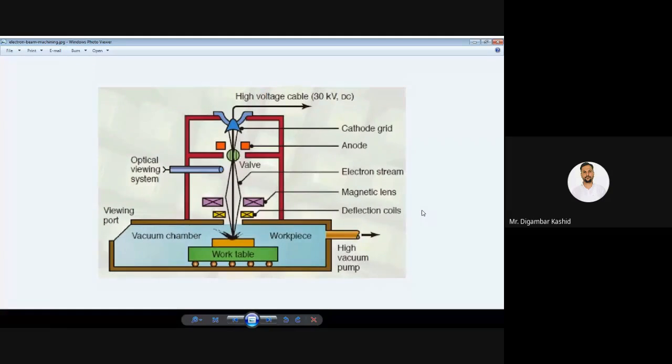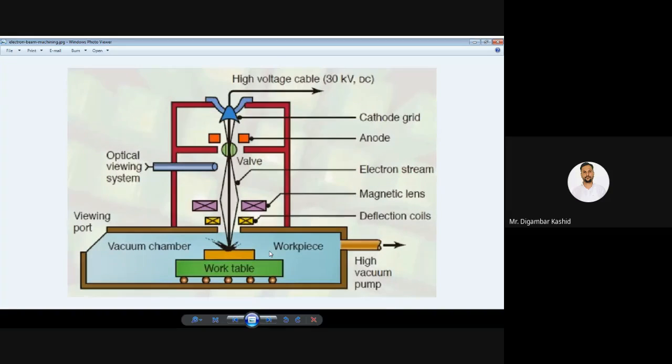Same diagram is there. Just I have taken the... Whether it is visible? Yes, yes. Please draw this diagram. Diagram is important.